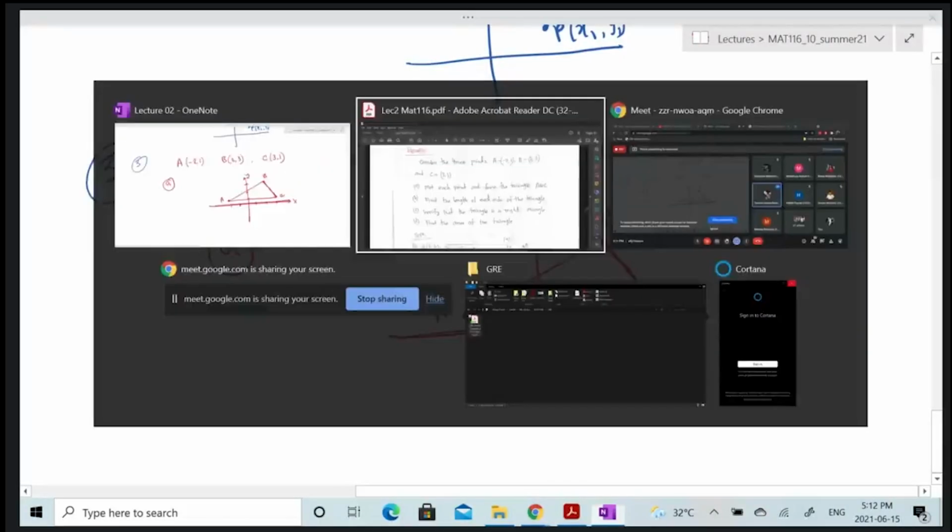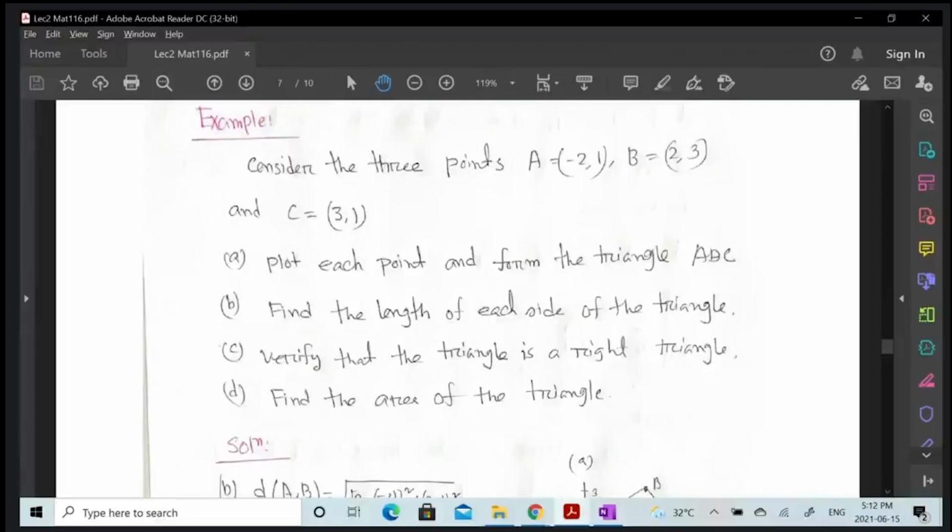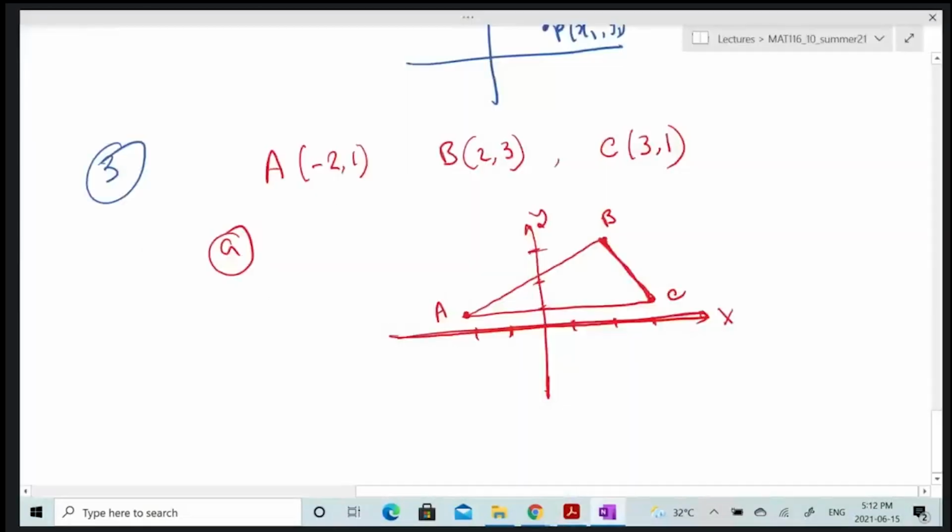What about the second one? The second one is: find the length of each side of the triangle. That means we have to find the distance. If we find the distance between the three pairs of points, we'll be able to find the lengths. So A is minus 2, 1, B is 2, 3, and C is 3, 1.